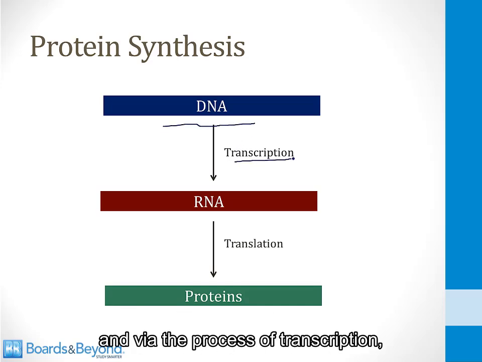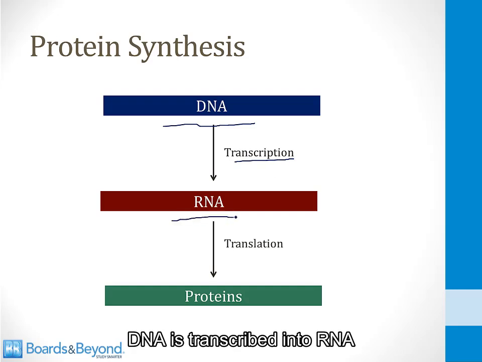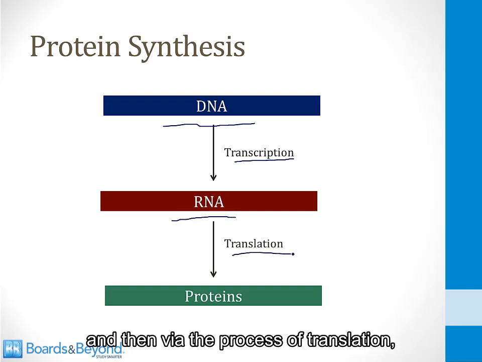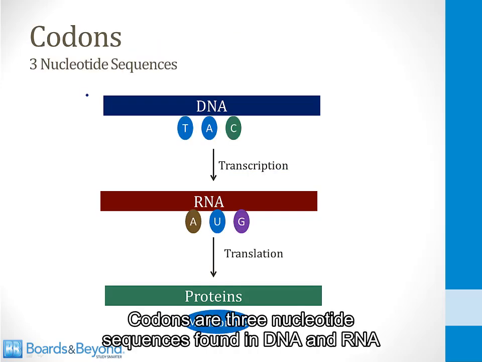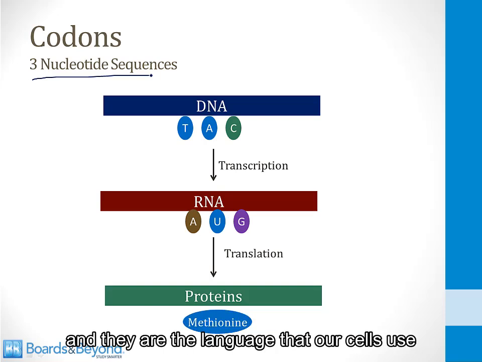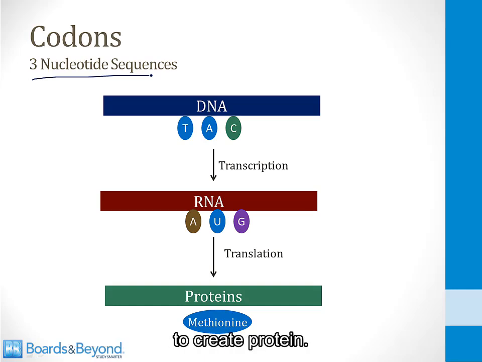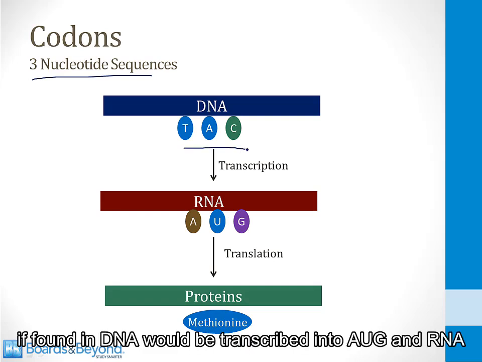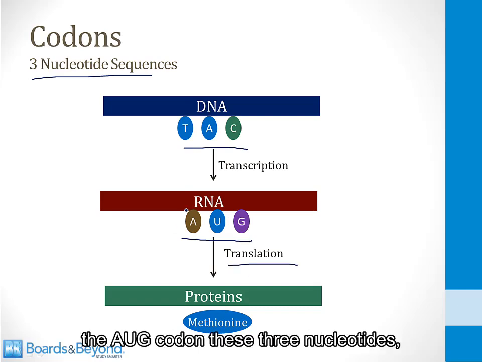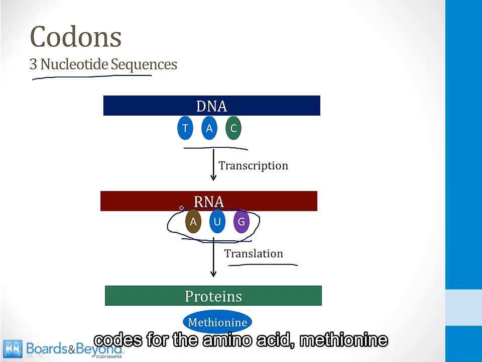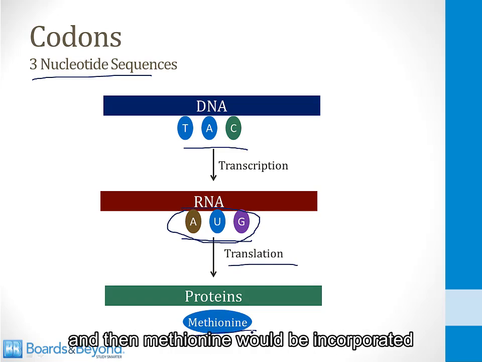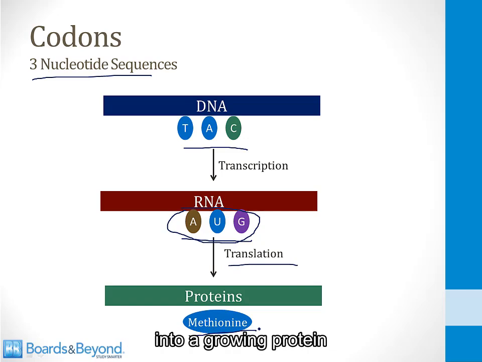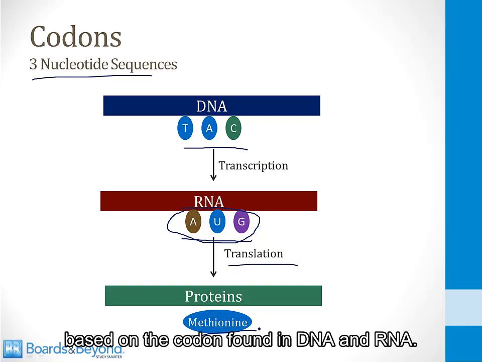process of transcription, DNA is transcribed into RNA, and then via the process of translation, RNA is converted into proteins. Codons are three nucleotide sequences found in DNA and RNA, and they are the language that our cells use to create proteins. So for example, the three nucleotides TAC, if found in DNA, would be transcribed into AUG in RNA, and then via translation, the AUG codon, these three nucleotides, codes for the amino acid methionine, and that methionine would be incorporated into a growing protein based on the codon found in DNA and RNA.